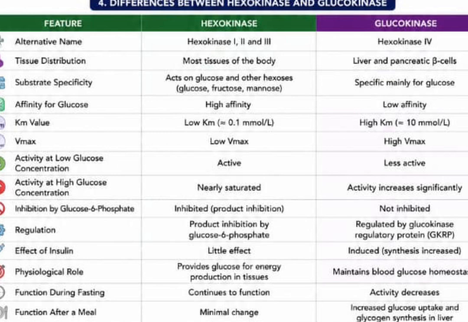Are you getting that? Not that because the name is glucokinase, it means that it loves glucose. No, it only comes when the glucose level is high. But hexokinase comes when the glucose level is low, which means it has high affinity.